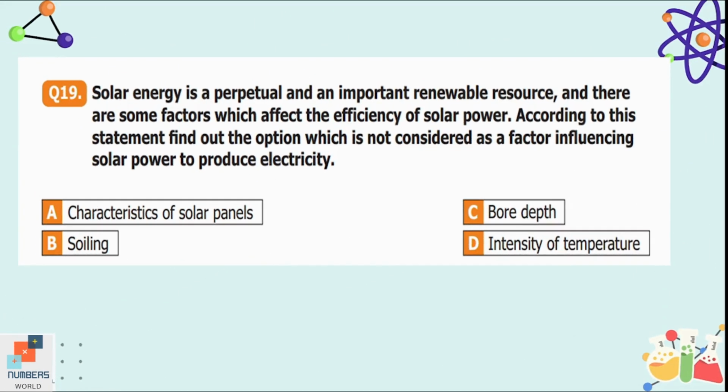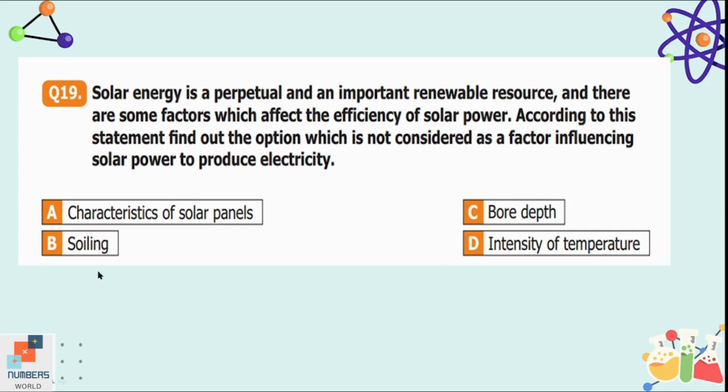Question number 19. Solar energy is a perpetual and an important renewable resource, and there are some factors which affect the efficiency of solar power. According to this statement, find out the option which is not considered a factor influencing solar power to produce electricity. Option A is characteristics of solar panels, B soiling, C bore depth, D intensity of temperature. So options D and A are quite obvious. Characteristics of solar panels and intensity of temperature definitely affect the efficiency of solar power.